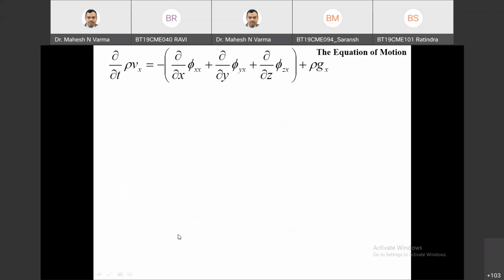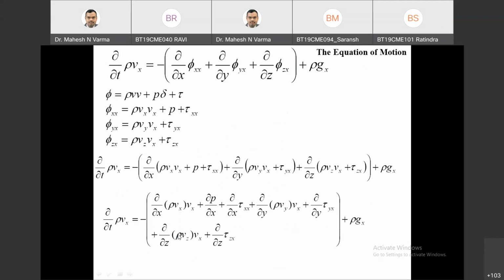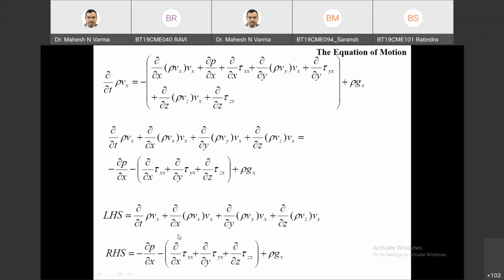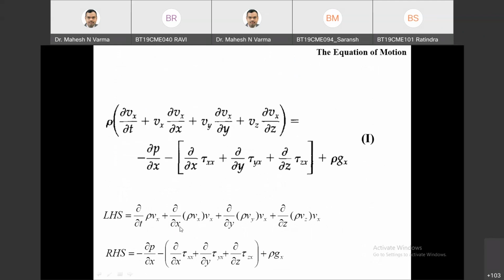So how to get this equation? Just substitute all these definitions, open up the bracket, and use the definition of the product rule, how the product rule is applied in differentiation, and rearrange. So here we got the RHS. Then the LHS is also rearranged. RHS we got, LHS is rearranged.